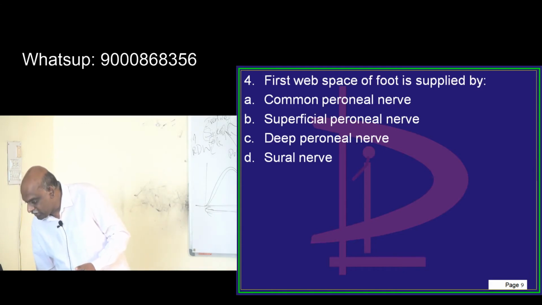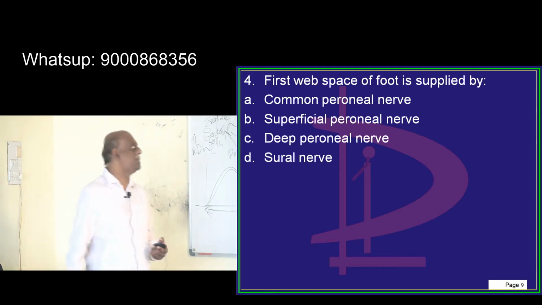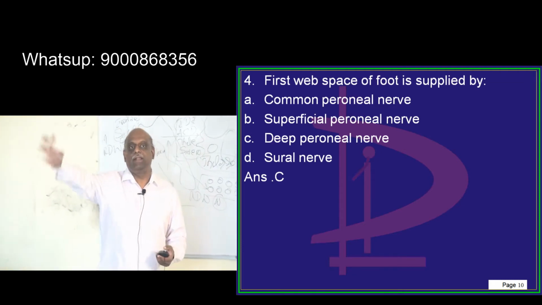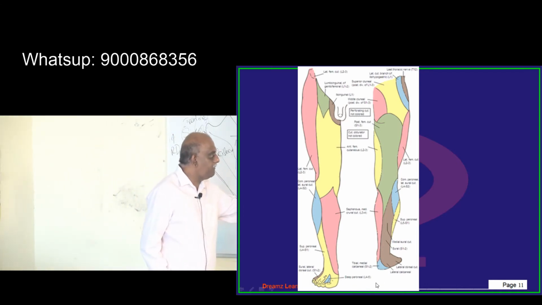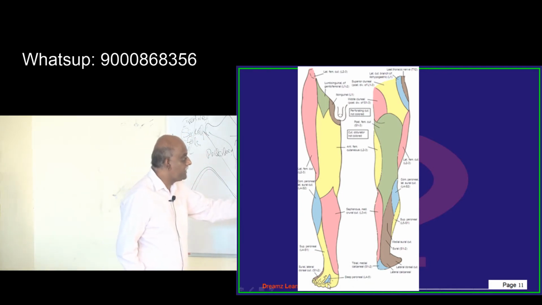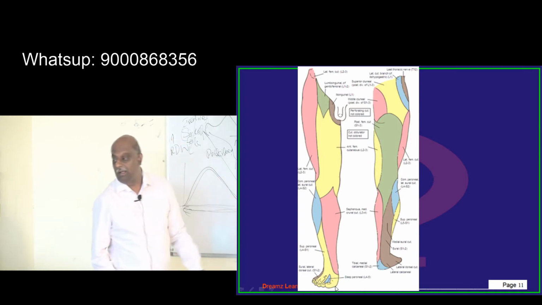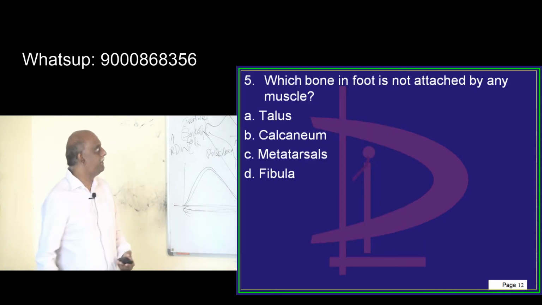Right. So, Akash Rai proposes sural nerve and Manish thinks deep peroneal nerve. Soumya also thinks deep peroneal. Absolutely right. Please don't forget, doctor, the first web space is a very special area where L3, L4 is the root. The deep peroneal nerve is typically the one which is supplying the first web space. Favorite question of the examiner.